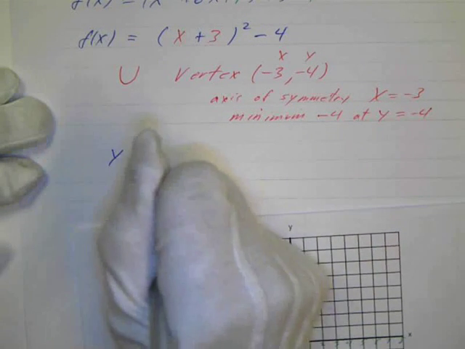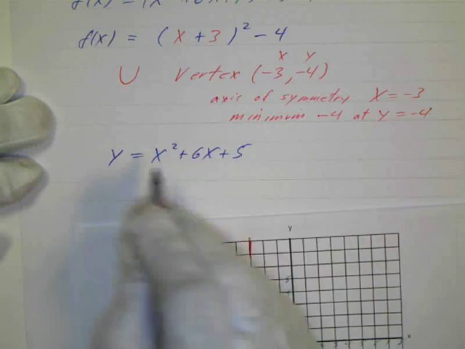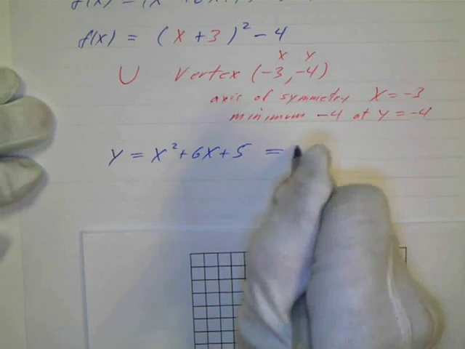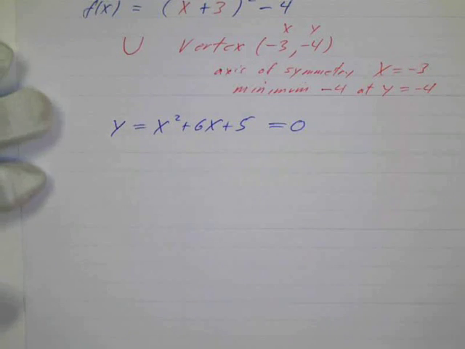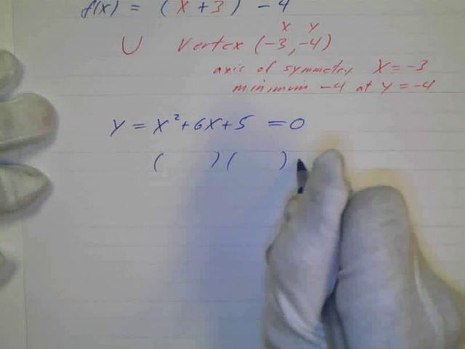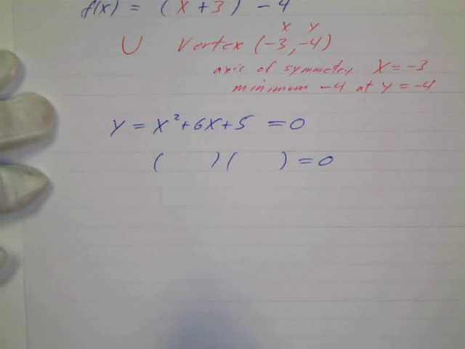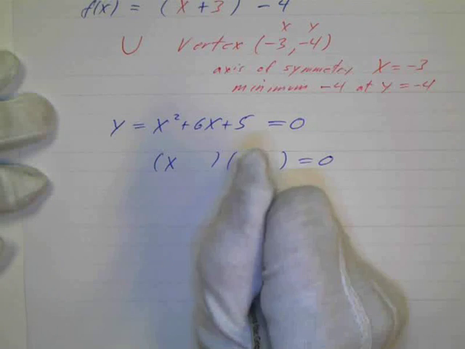Y equals x squared plus 6x plus 5, and we want to find out what value of x will make that 0, so we just set that equal to 0. And we're going to find our zeros, or our x-intercepts. And we can factor this. And factoring is the method you always try first in quadratic equations because it's usually the easiest.